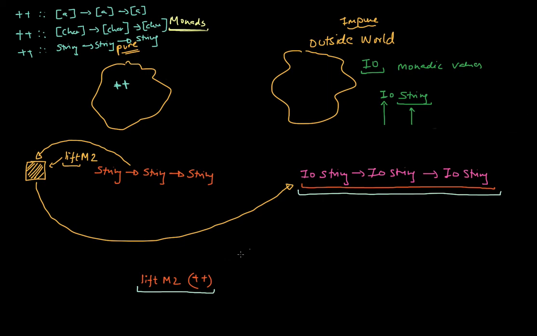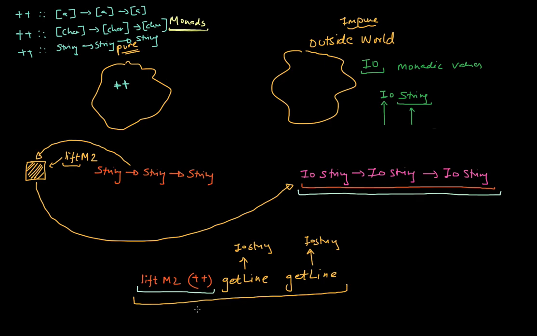Let's just pass in getLine. The type of getLine is an IO string, and again pass in getLine because that's another IO string, and the complete type of this entire thing is going to be an IO string. So let's just try this out on the Haskell shell.